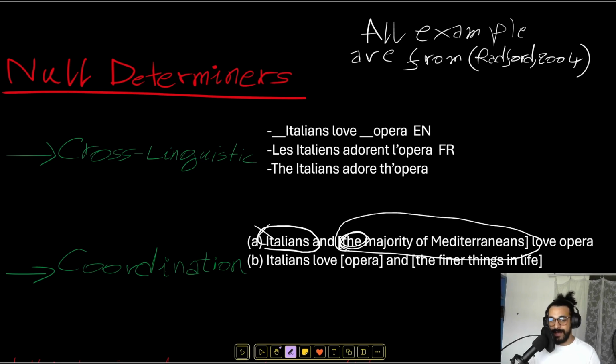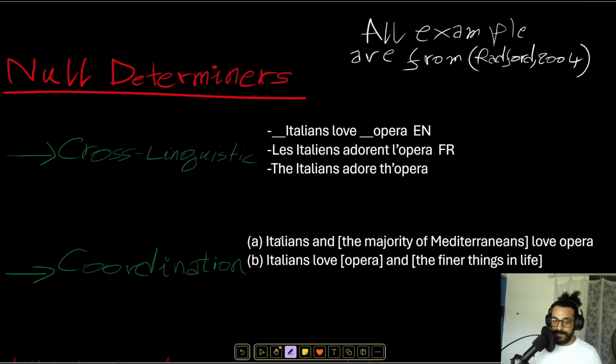When we say Italians and the majority of Mediterraneans love opera, the meaning of Italians as a DP and the meaning of the majority of Mediterraneans as a DP are kind of equivalent in terms of semantic meaning, which also means that the structure will be the same, at least for the DP, because Italians here is a DP headed by a null constituent, a null determiner, but the majority of Mediterraneans is also a DP, but it has a lot of complement there. As you can see, there's of Mediterraneans, which is a PP, and it keeps going. This coordination is possible because there is a null determiner here, despite the fact that we can't see it.